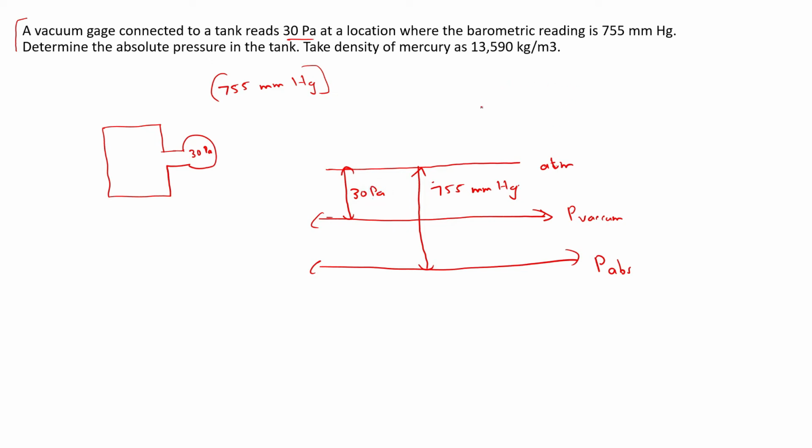So both are given in different units. So let us see what is atmospheric pressure in Pascal. That is equal to 755 millimeter mercury. That means the formula for calculating the pressure in Pascal is rho g h. So rho is that of mercury here. So 13590 into 9.81 into 755 millimeter. So that is given by 10655.01455.